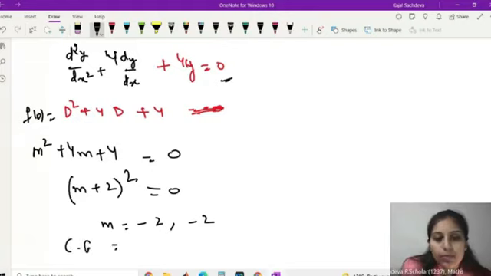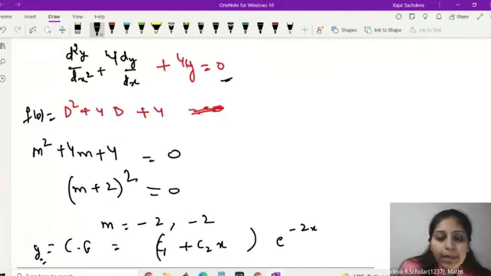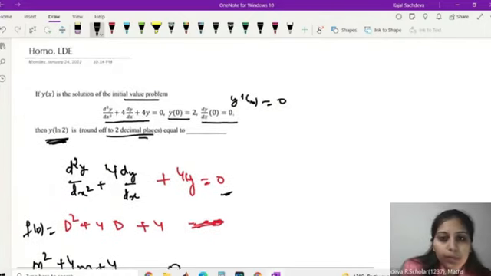So in this case we have CF is equal to (C1 plus C2x) into e raised to power minus 2x. And the CF is also the required solution y. But here we have C1 and C2, which can be eliminated by using the initial problem. So in the initial problem we have y(0) is equal to 2 and y dash (0) is equal to 0.